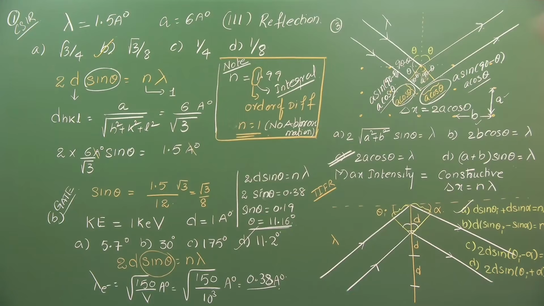Stop. All these things we have done in intermediate. I have not explained anything new. So 2d sin theta equals n lambda. This is the scalar form of Bragg's law. We are not here to discuss the intermediate things. Okay. So wait a minute. Very important.